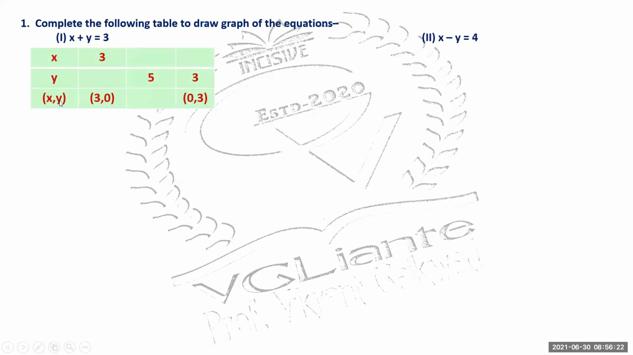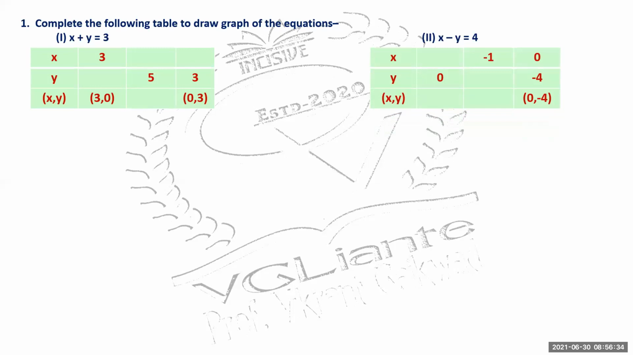Here you can see there are some blanks which are there. You have to complete those blanks. For second equation also some values are given, some values are not given, that you have to find and you have to just fill in the blanks. Now check when you are solving the questions related to graph. Understand? You have to prepare this table. The preparation of this table is very important.